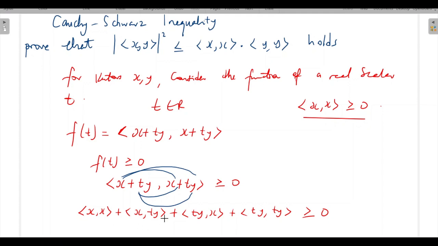So now, for the linearity property, this can be written as t times the inner product of x, y, plus t times the inner product of y, x. And this also can be written as, you factor t out twice, t squared times the inner product of y, y, greater than or equal to 0.